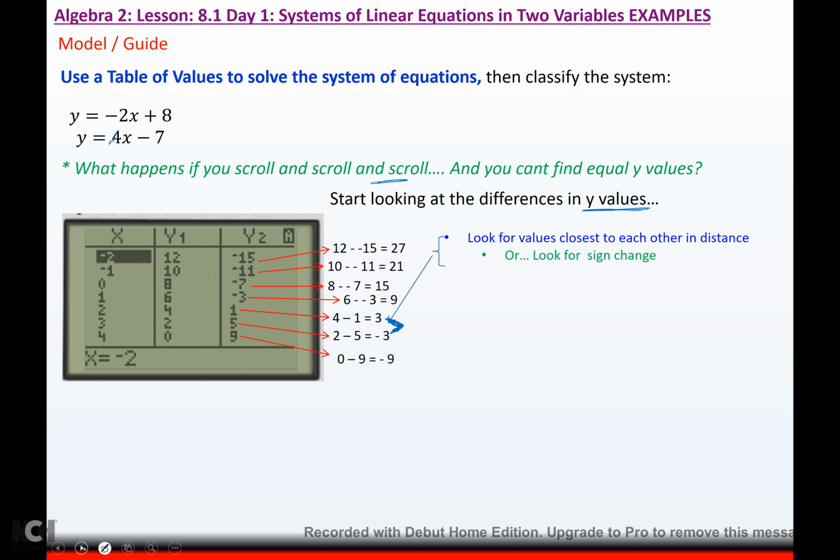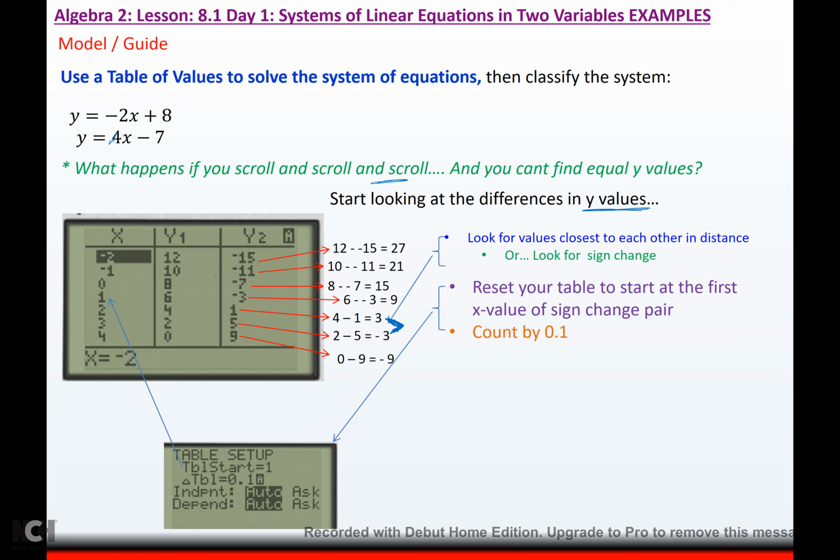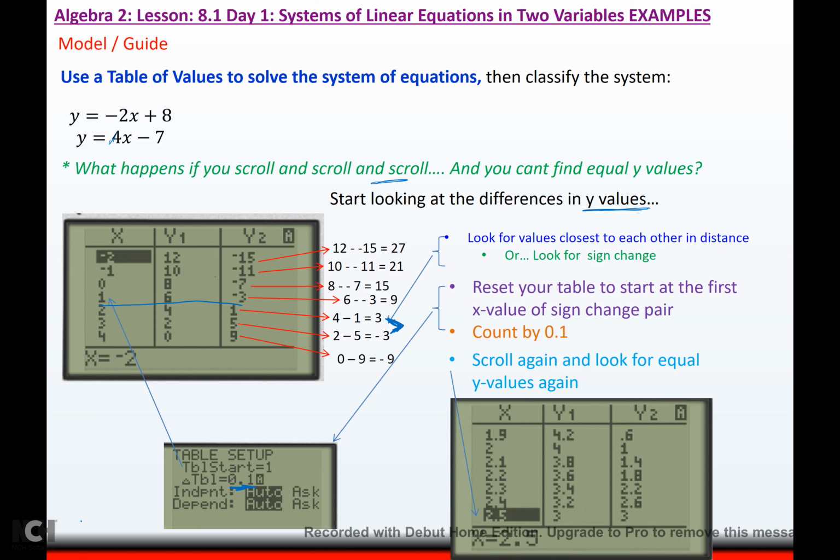So right here, there's a difference in those signs, so I know it's got to be close to there. So what that tells me to do is I'm going to reset my table to start at the first x value, which is this one. So I'm going to start at 1, and then I told it to count by 0.1s instead of by 1s, because obviously it's somewhere in between there. So then when I go back to table, and I start scrolling, voila, there's equal y terms, but it was at a decimal. So my solution is going to be 2.5, comma 3.